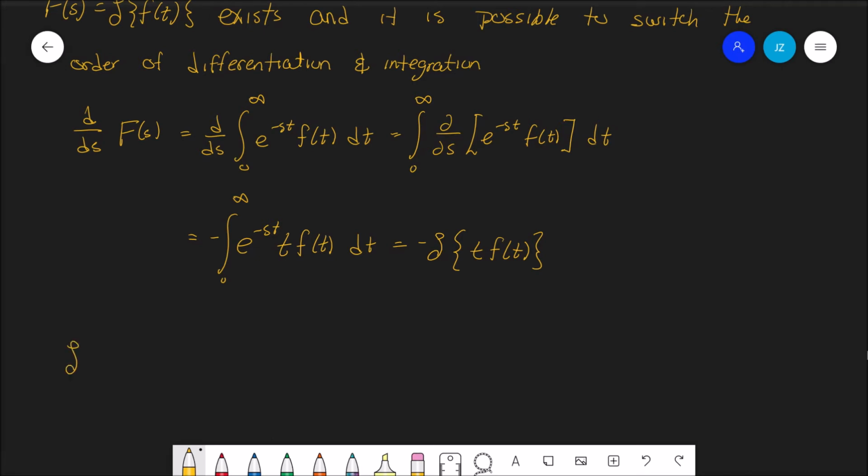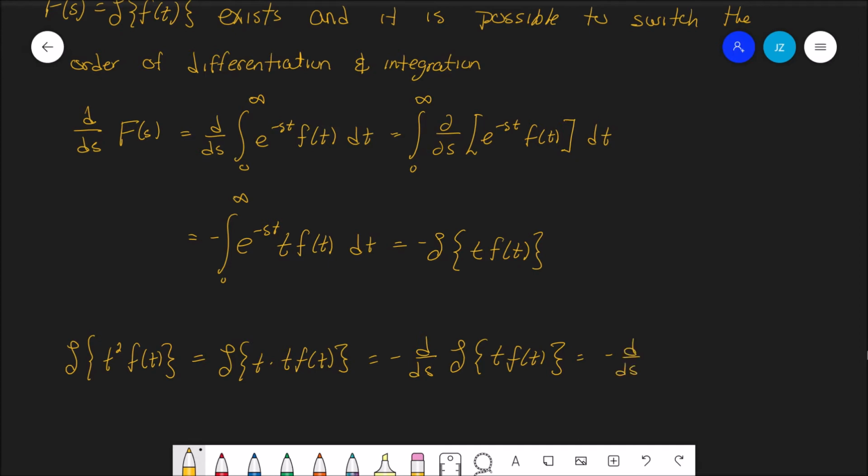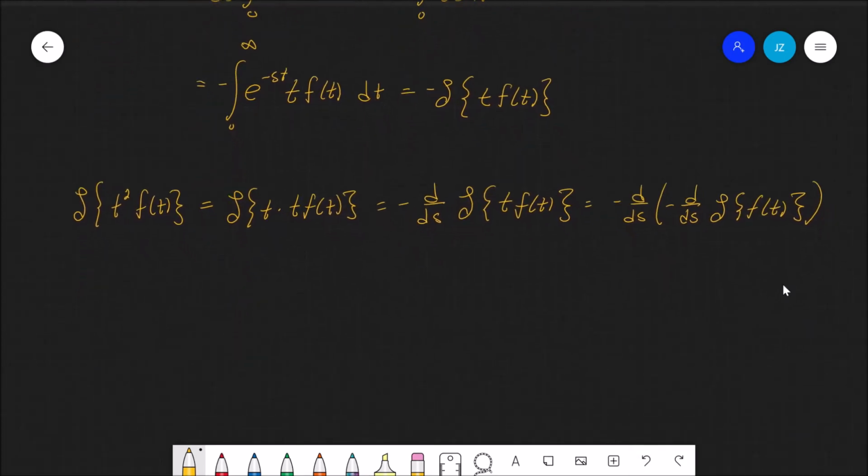Now, if we look at the Laplace transform of t squared f(t), this is the Laplace transform of t times t f(t), which is negative d/ds of the Laplace transform of t f(t), which is negative d/ds of negative d/ds of the Laplace transform of f(t), which winds up being d squared/ds squared of the Laplace transform of f(t).